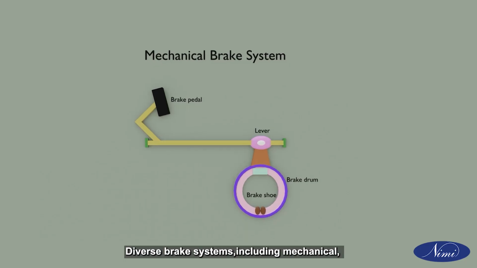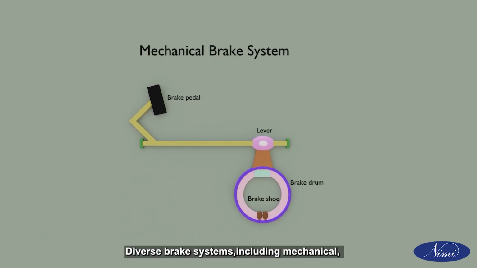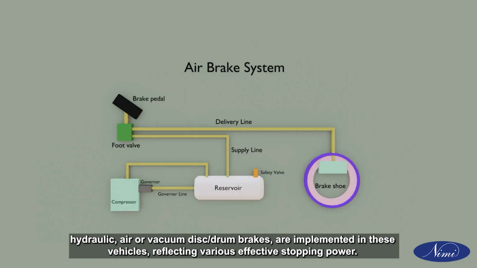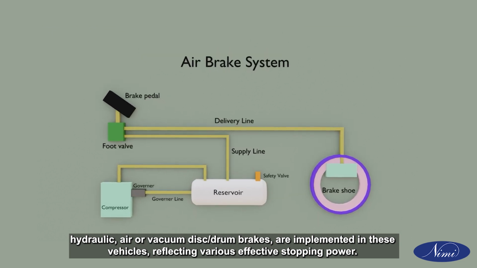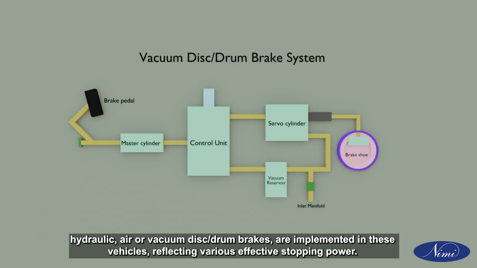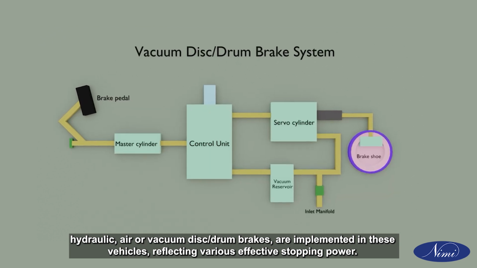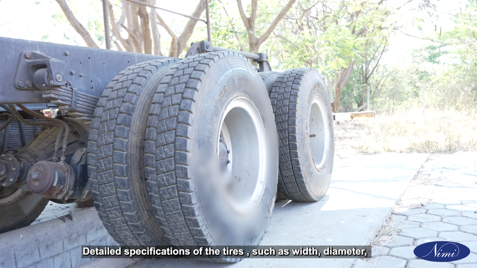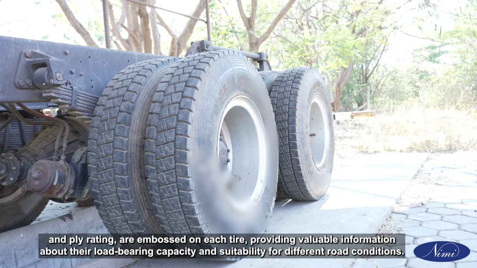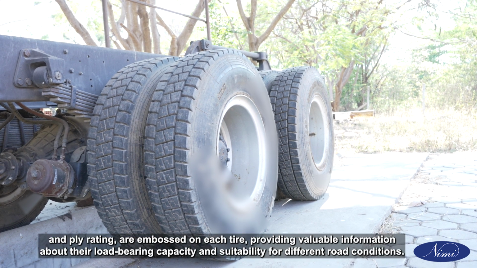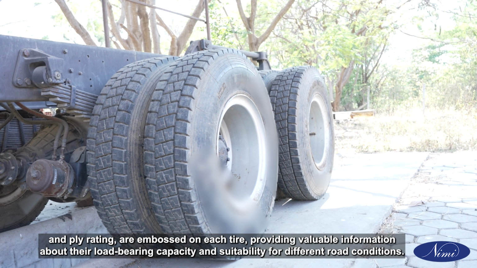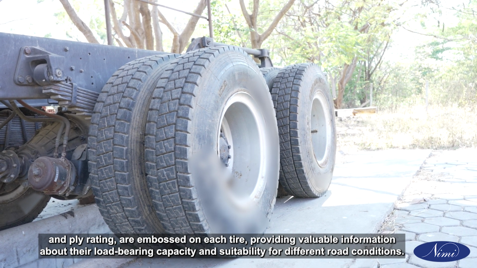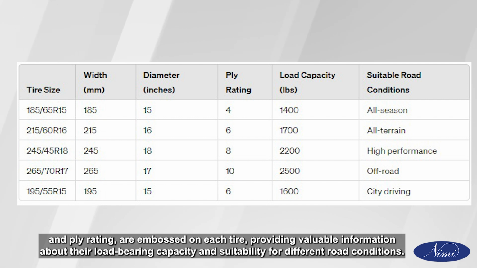Diverse brake systems, including mechanical, hydraulic, air, or vacuum disc and drum brakes, are implemented in these vehicles, reflecting various effective stopping power. Detailed specifications of the tires, such as width, diameter, and ply rating, are embossed on each tire, providing valuable information about their load-bearing capacity and suitability for different road conditions.